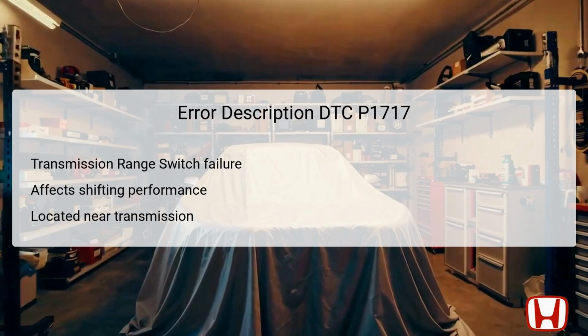If the transmission range switch fails, the TCM receives misleading information, causing issues such as difficulty shifting into reverse or unexpected shifts while moving. Thorough examination of this component is essential to ensure it is functioning properly, especially when diagnosing the P1717 DTC. Proper identification and understanding of the transmission range switch's role are vital in the troubleshooting process.